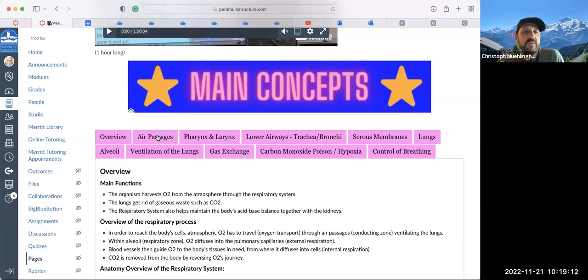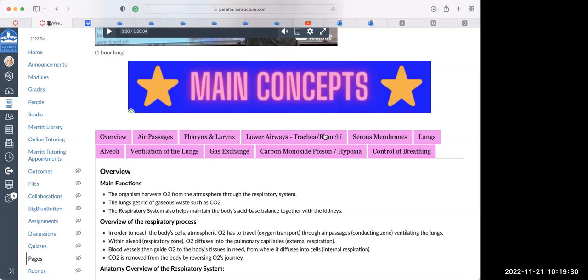So we talk about the passages, the upper parts. The upper airways are the mouth, and then going down into the throat, and then towards the lungs and the voice box. The voice is also created here. Then we'll talk about the lower airways.